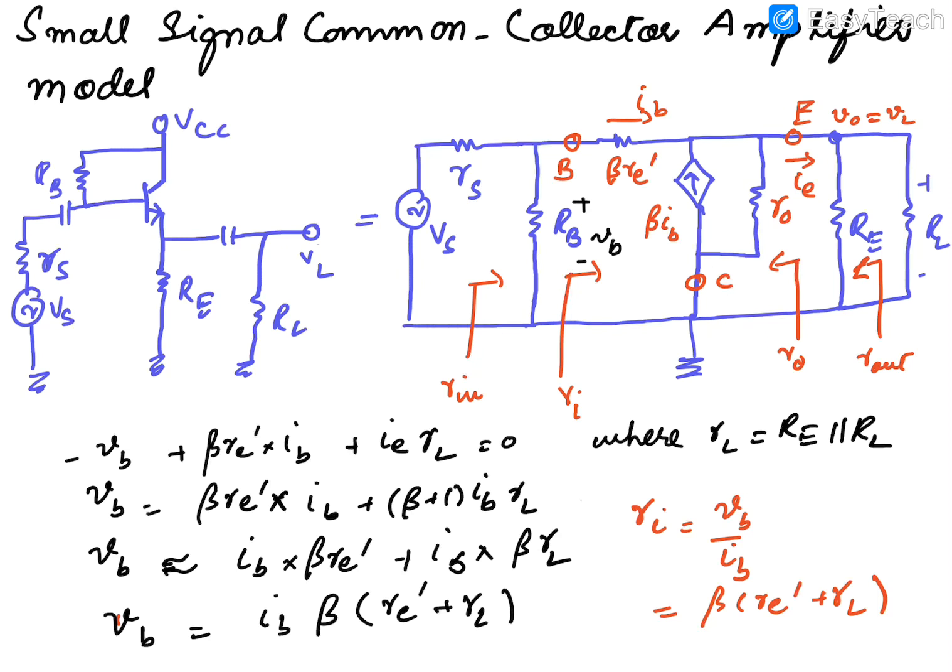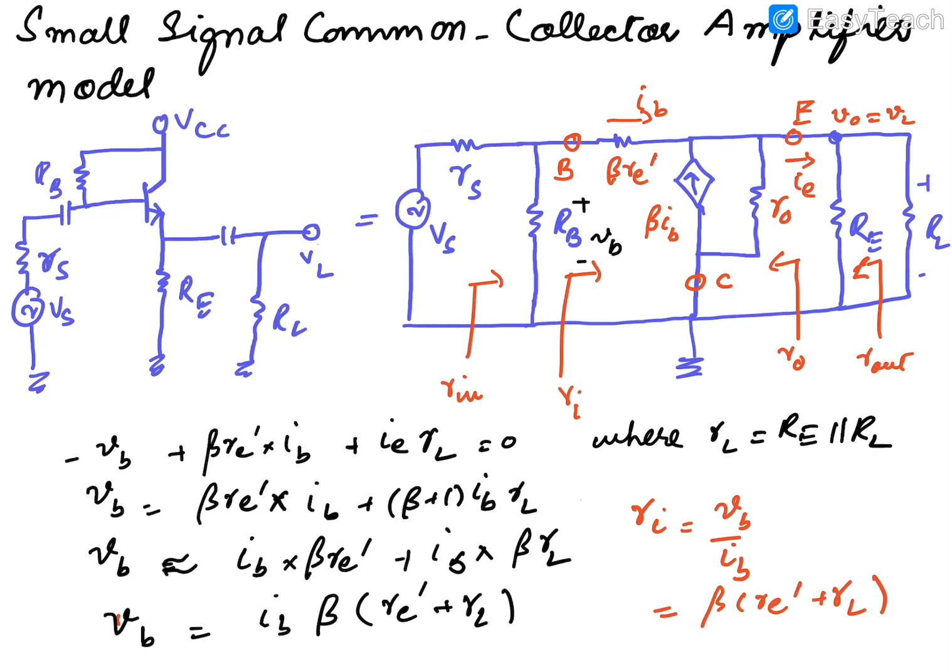Also on the input side, from base side and to the emitter side, this is emitter. From base to emitter is connected beta RE dash. This is the internal resistance of emitter, and it is equal to beta RE dash in this case.